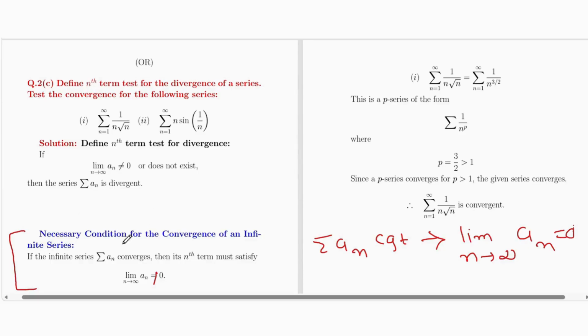Got it? मतलब कि necessary condition हमें क्या बोल रही है कि if series an converges, then limit n tends to infinity an equal to 0. ये कंडीशन सेटिस्फाई होगी. मतलब कि अगर लिमिट n टेंड्स टू इंफिनिटी an इज नॉट इक्वल टू 0, तो इसका मतलब कि ये सीरीज कन्वर्जेंट नहीं है. कन्वर्जेंट नहीं है मतलब कि ये सीरीज डाइवर्जेंट हो जाएगी. So nth term test for divergence is nothing but the necessary condition for the convergence.